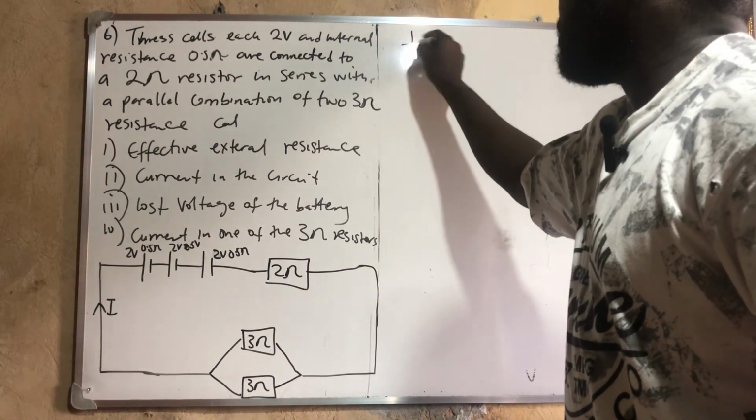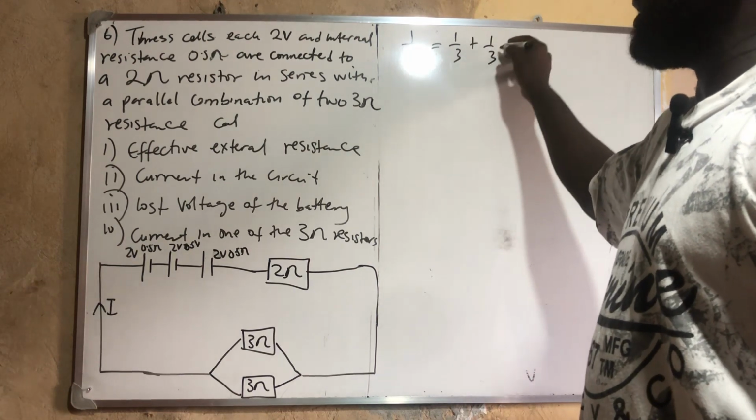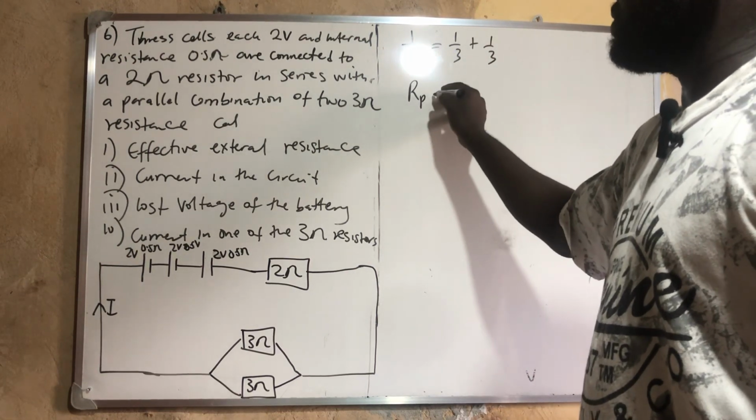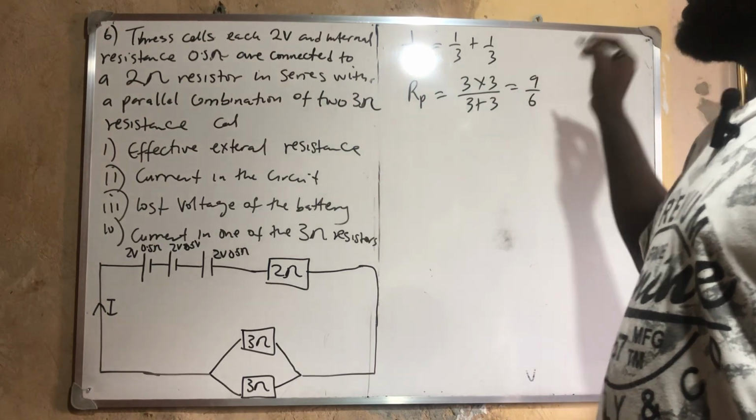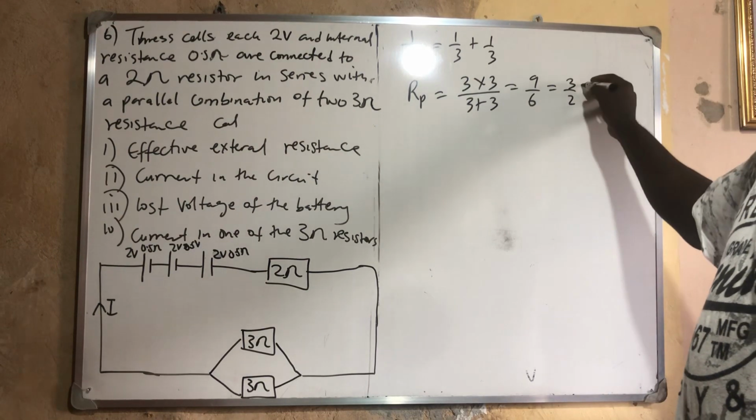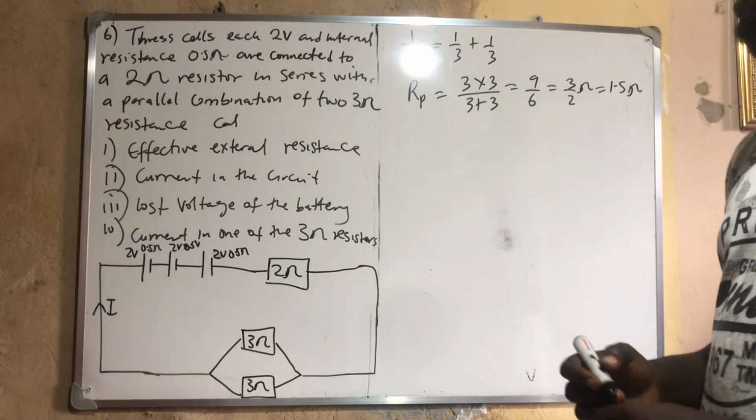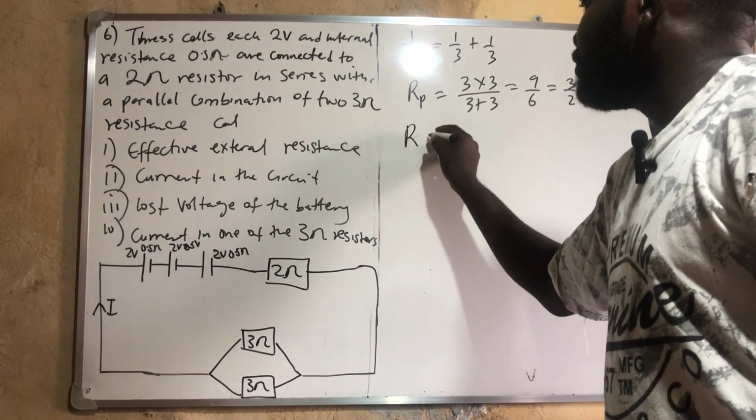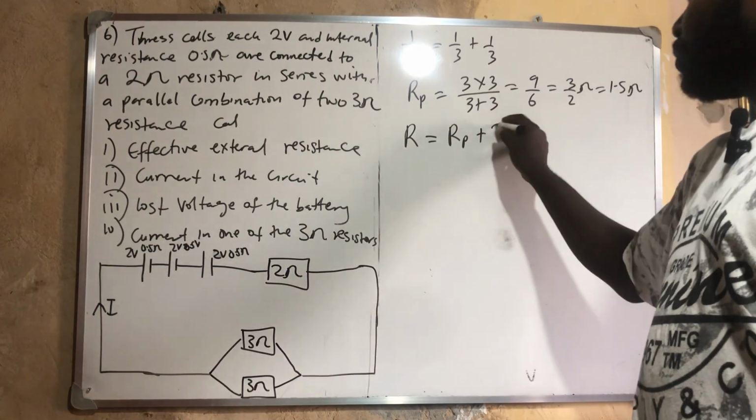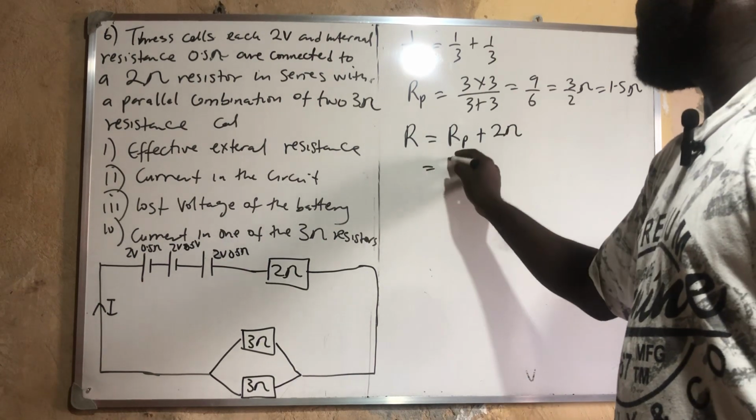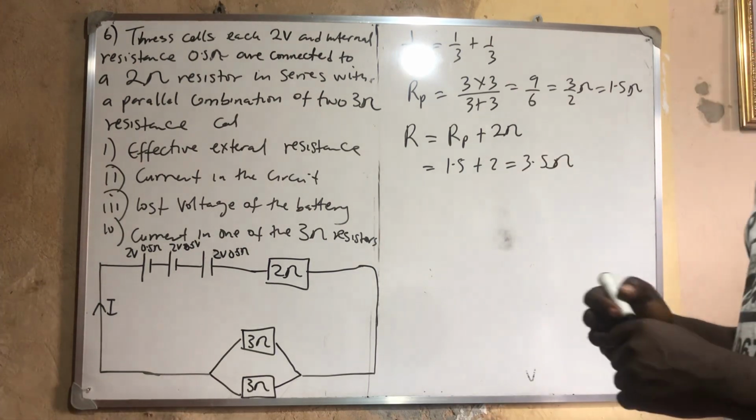So 1 over R in parallel will now be what? 1 over 3 plus another 1 over 3. So I told you that R in parallel, how do you do it? You say 3 times 3 all over what? 3 plus 3, which is what? 9 over 6. And 9 over 6 is 3 over 2 in ohms. Okay, 3 over 2 is 1.5 ohms. Okay? So now, the R that I'm looking for will now be what? R in parallel plus these two, because they are all in series. So what do I have now? 1.5 plus 2, which is what? 3.5 ohms. This is my R.